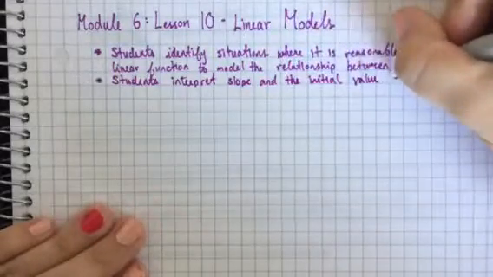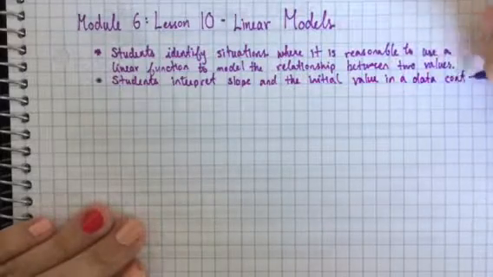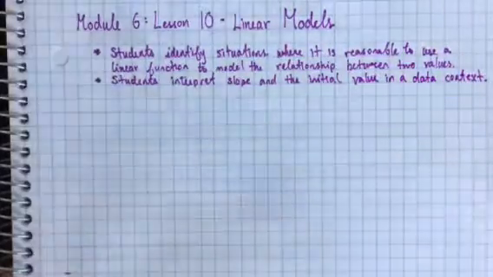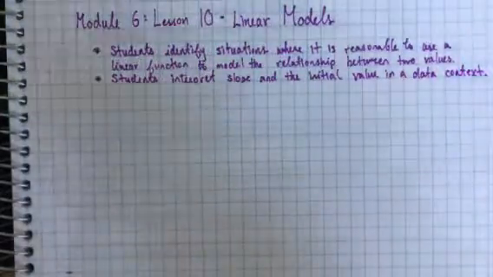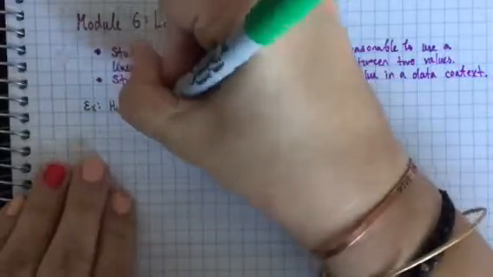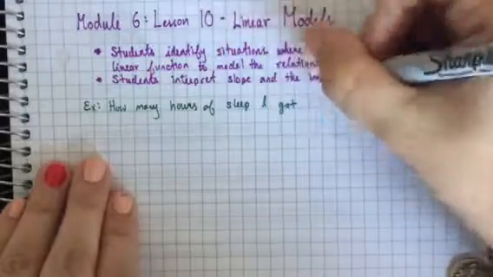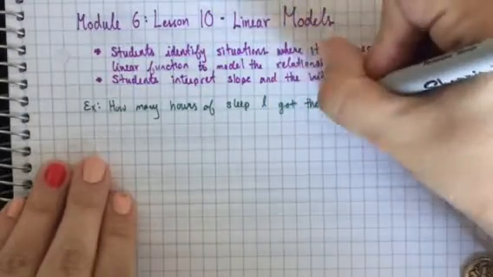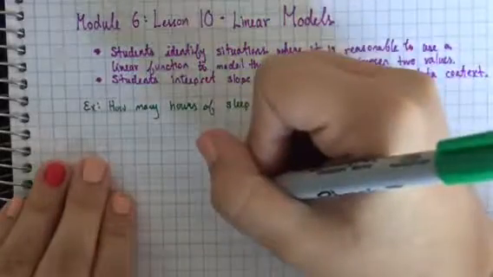So we're going to end up interpreting the rate and also kind of where our data starts, which is going to be represented by our y-intercept. So the example that we kind of want to think about is like how many hours of sleep I get during the night. And in this case, I'm going to have a dependent variable and an independent variable.